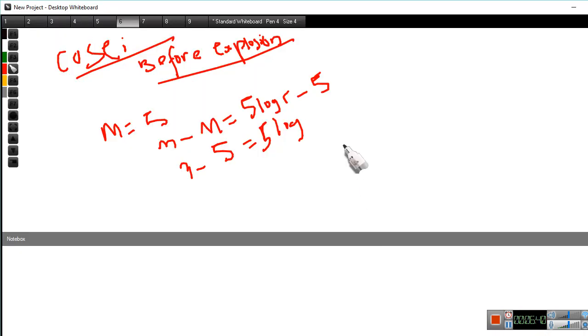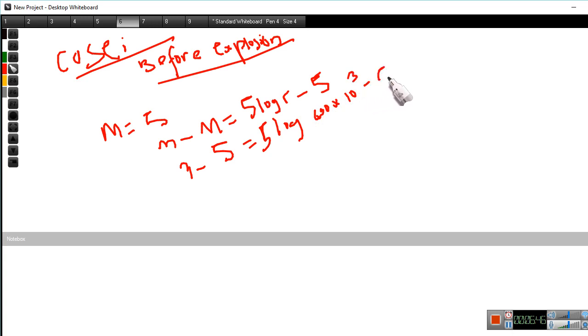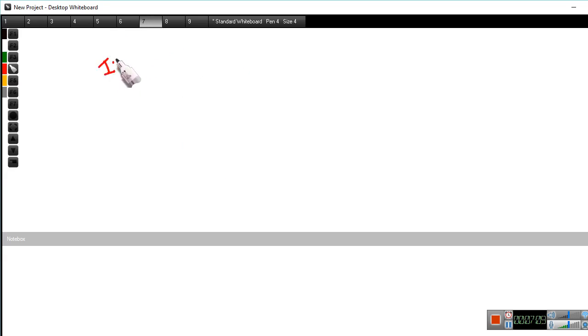690 pascal, which is 690 into 10 to the power 3 pascal, minus 5. If I calculate it, it will give me the m value. It will give me something around 29.2. Okay, so this is the apparent magnitude. The absolute magnitude was this, then the apparent magnitude comes to this.